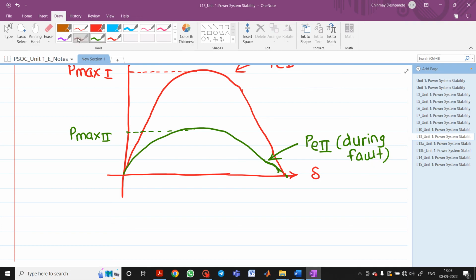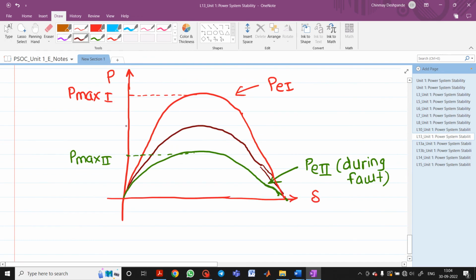And let me draw the third one. Third one will be exactly in between these two. Exactly, it is in between these two. Now you will ask me, sir, why it is like this? You please check all the answers of Pmax1, Pmax2, PE1, PE2. You will definitely understand why the curve is like this.